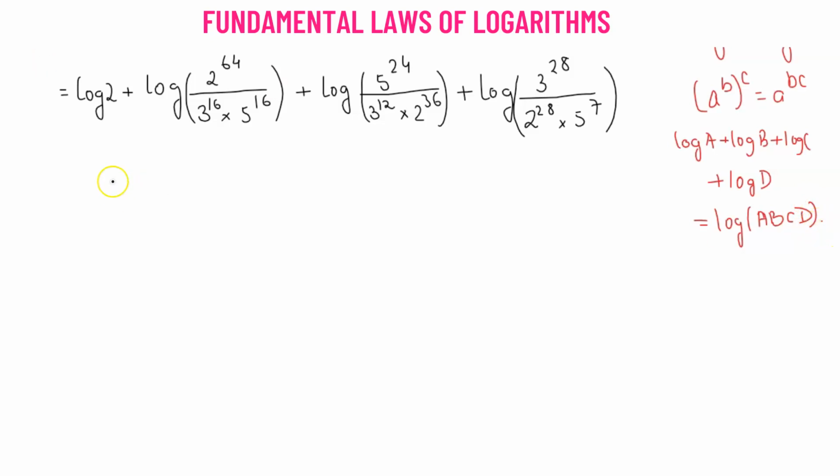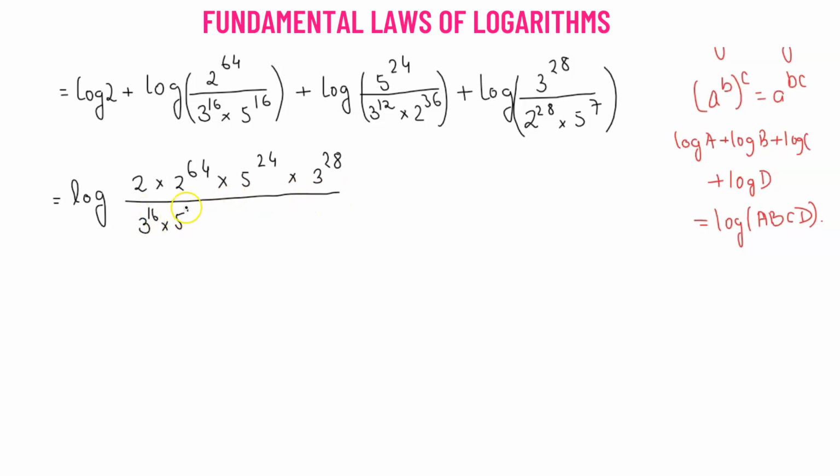Fine. So that means we have log of, so what we'll do, we'll multiply all the numerators together. So we have 2 multiplied by 2 raised to the power of 64 times 5 raised to the power of 24 times 3 raised to the power of 28, divided by 3 raised to the power of 16 times 5 raised to the power of 16 times 3 raised to the power of 12 times 2 raised to the power of 36 times 2 raised to the power of 28 times 5 raised to the power of 7.